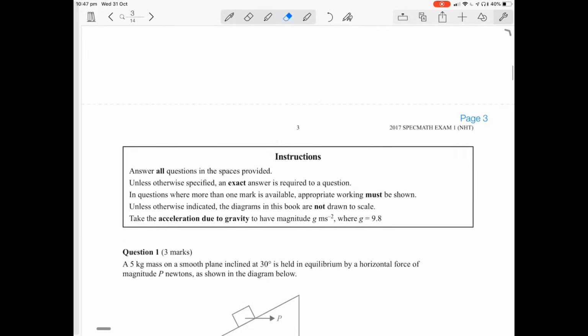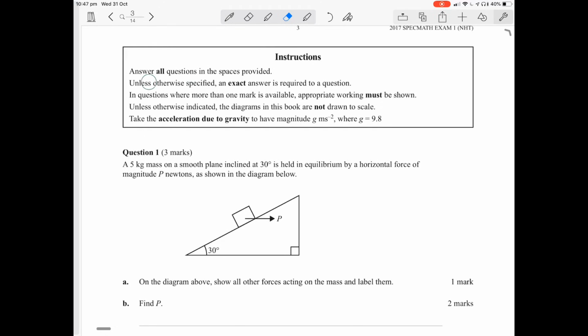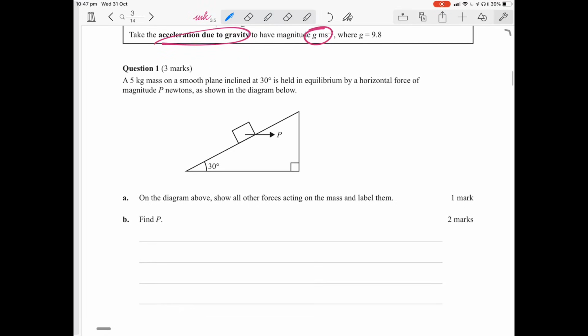Okay, so answer all questions in the space provided, unless otherwise specified, use exact answers. In questions worth more than 1 mark, we've got to show working. Acceleration due to gravity is g meters a second squared, which is 9.8. Diagrams are not drawn to scale.